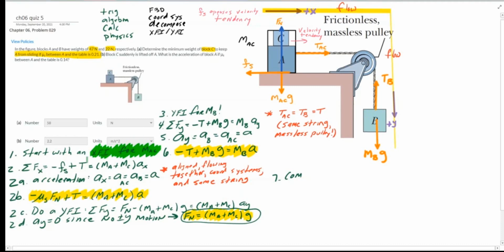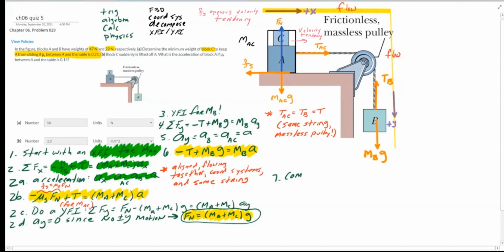So this is the X force inventory for AC. Let me just trace through this. I've got friction going to the left, tension going to the right. That's it for the two forces. Mass times acceleration, there's my acceleration statement. And then here's my replacement for static friction. Static friction is defined as F sub S equals mu sub S times F sub N plus T. All right, so I think step 2B looks good. And then for 2C, I am doing a Y force inventory still for AC.